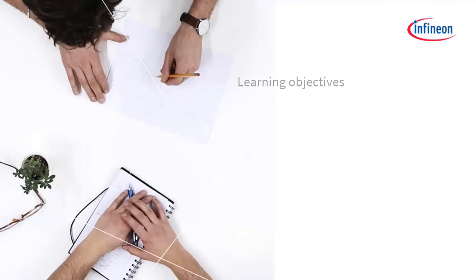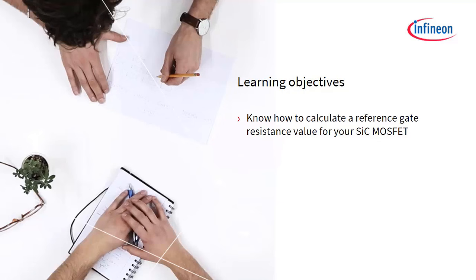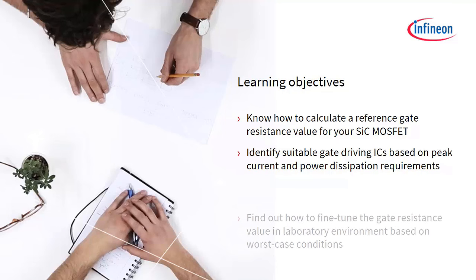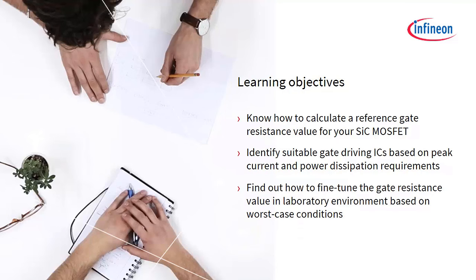Let's introduce you to the learning objectives. By the end of this training, you will know how to calculate a reference gate resistance value for your silicon carbide MOSFET, identify suitable gate driving ICs based on peak current and power dissipation requirements, and find out how to fine-tune the gate resistance value in laboratory environment based on worst-case conditions.